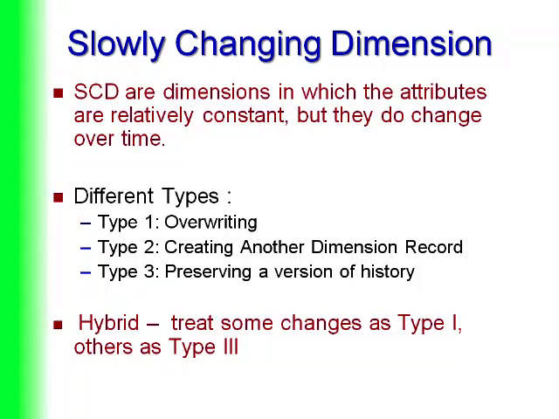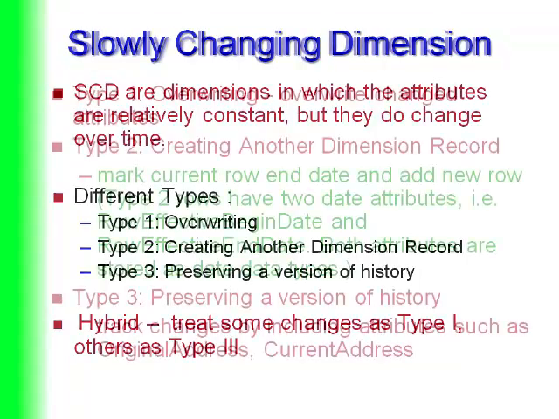Then the other category of slowly changing dimension is hybrid. In this case, we treat some changes as type 1 and other changes as type 2, or some changes as type 2 and other changes as type 3. That means a mixture of different types. Then it is called slowly changing dimension of type hybrid.